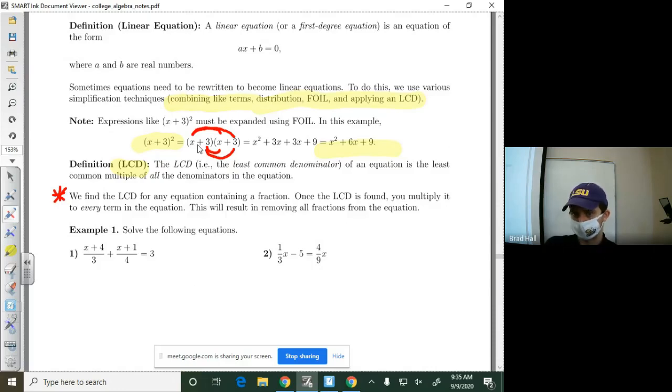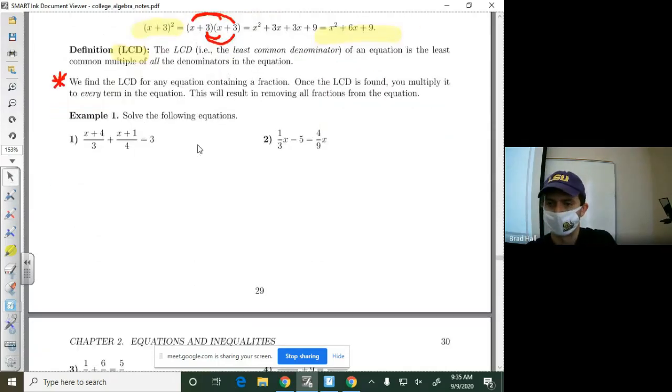I wrote here, we find the LCD for any equation involving a fraction. If I see a fraction, you're going to hear me say LCD. That's going to be a fairly consistent thing. Once the LCD is found, you multiply it to every term in the equation. And then the kicker here is after you apply it correctly, you should not have any more fractions in the problem. It's our way of simplifying it to where all the fractions will be gone. So it's a very important initial step to clean up the problem before we continue with it.